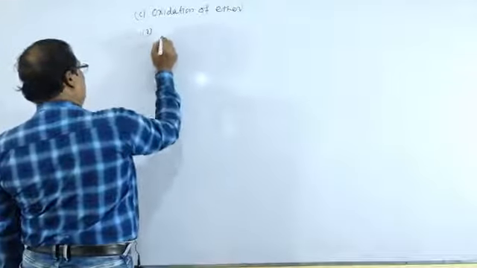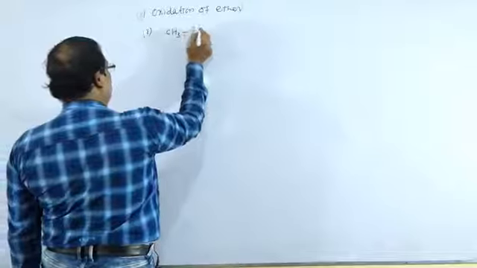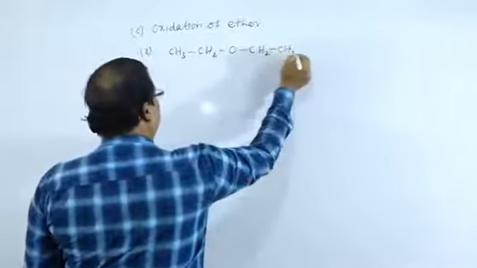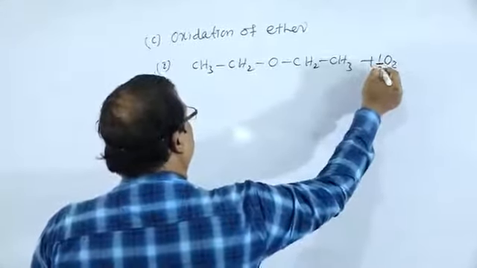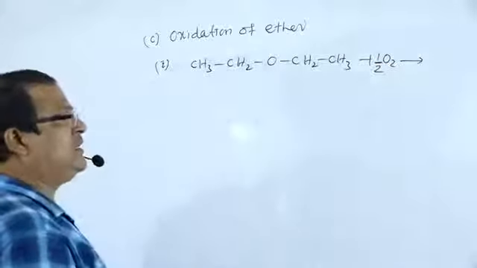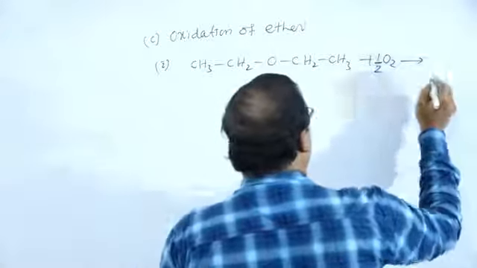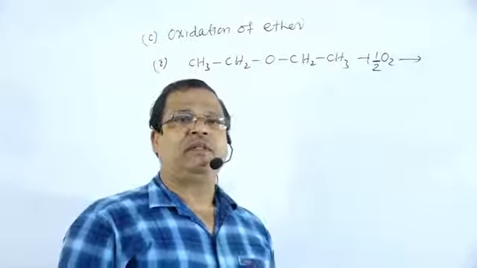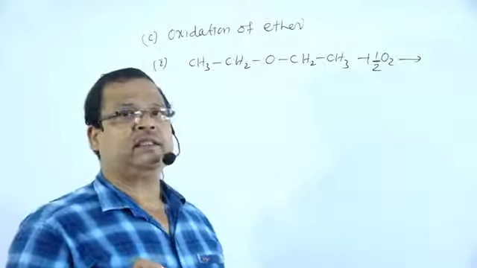So whenever an ether, for example CH3CH2OCH2CH3, is oxidized with a less amount of oxygen passed, then there is the formation of a peroxy compound. There is the formation of a compound having a peroxide linkage.